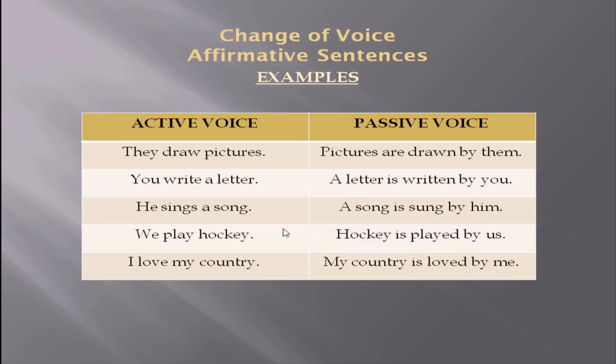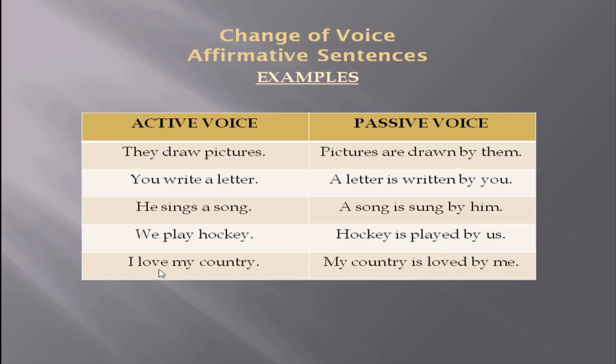In sentence number 4, we is subject, play is verb, and hockey is object. Its passive formation is hockey plus is plus third form of play plus by plus us. The sentence in passive voice will be hockey is played by us.